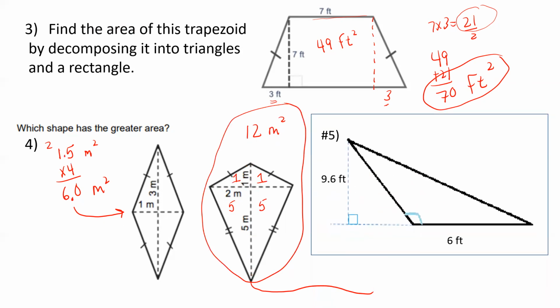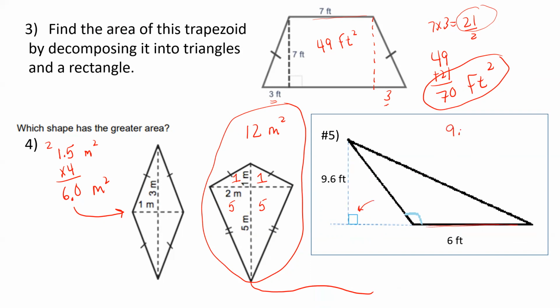So number 5, we have an obtuse triangle. So we have to make that right angle. Anytime they give you an obtuse triangle, they're always going to give you that height. Okay. So we're always going to use that straight line that creates this right angle right here. So that means we're using 9.6 and the base of 6.